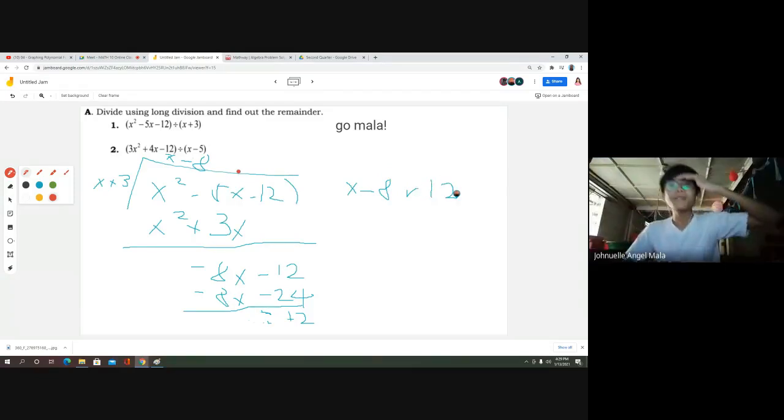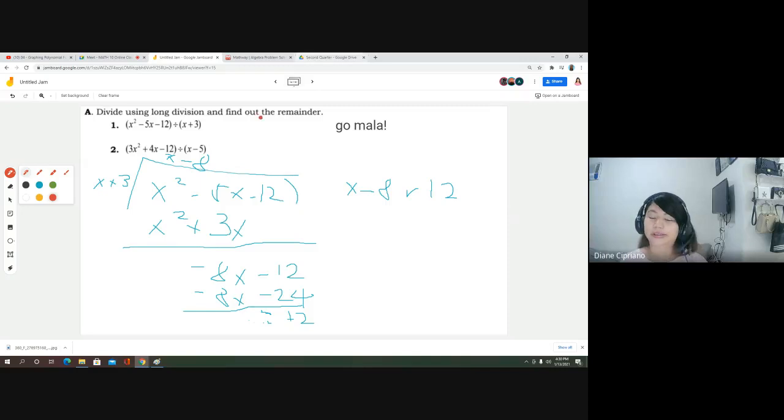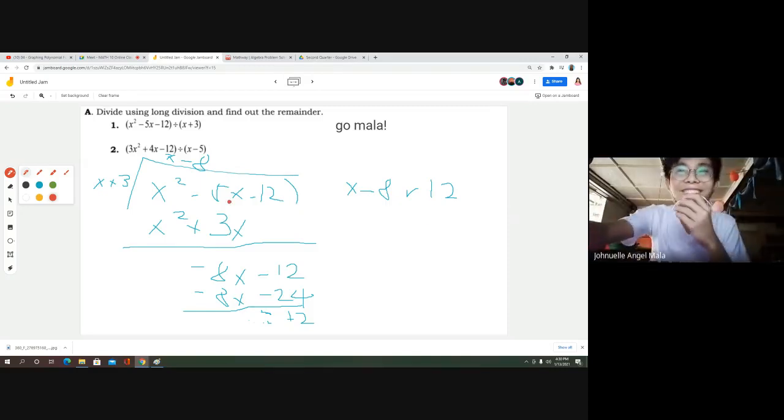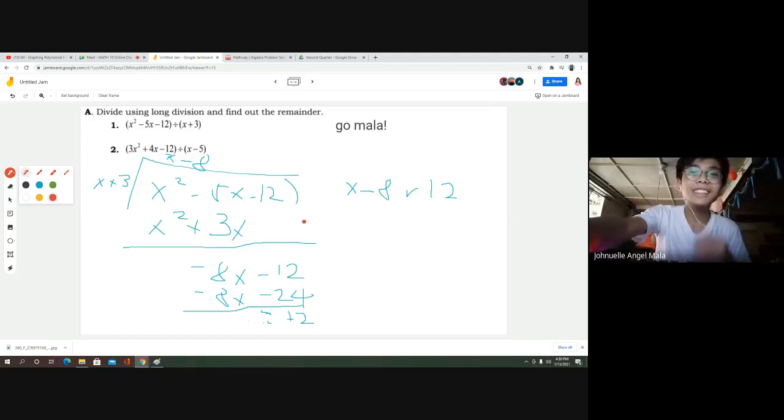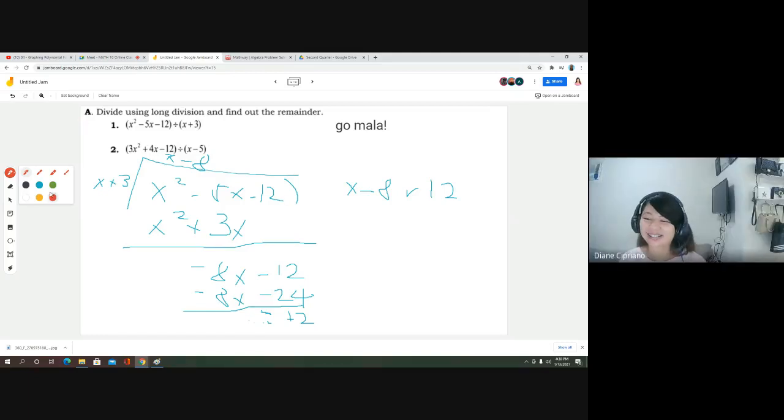Remainder 12. Yes, tama. Okay, good job. Bye-bye, Biel. I love you, Biel. I love you, Marco. Bye. Okay, so this is over. Wala na siya, nag-left na niya. Pwede na palang ganyan yung pagsulat, or other is x minus 3 plus 12 over x plus 3.